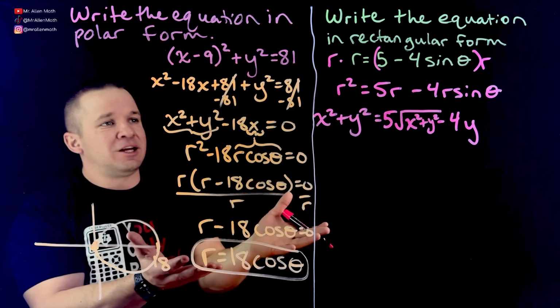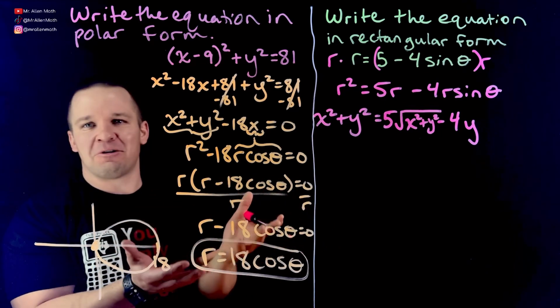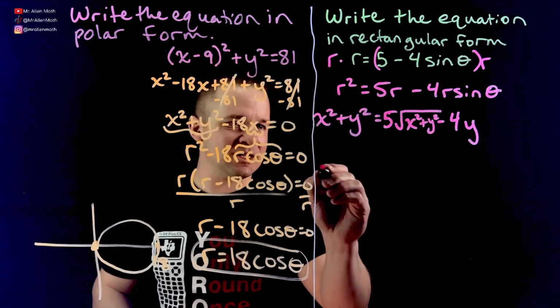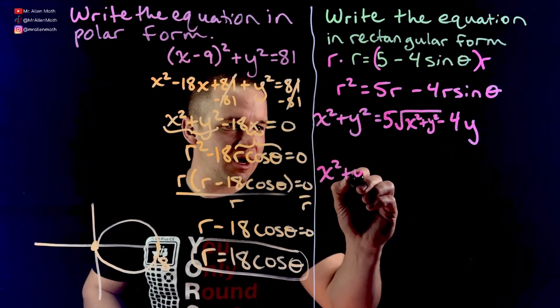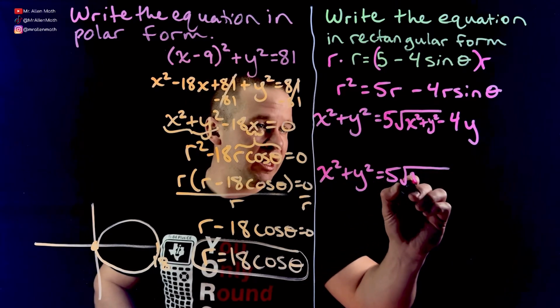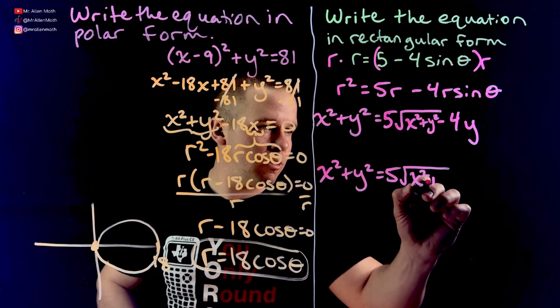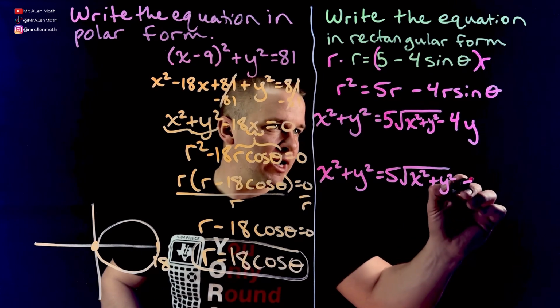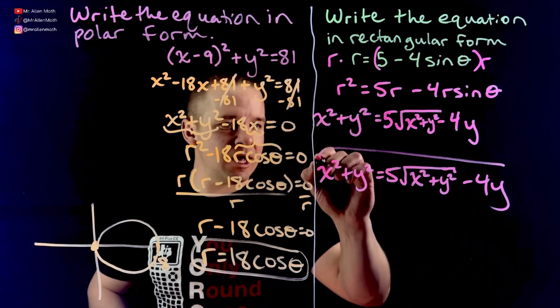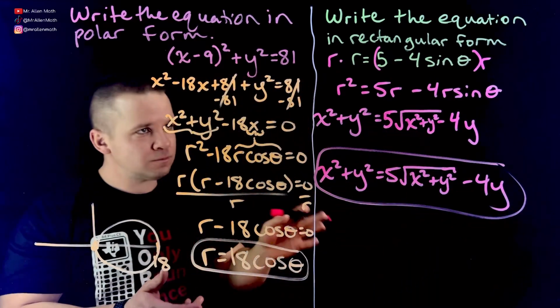But this is basically it. It looks terrible, right? You don't really have to do anything further from here. We can just leave it as is. I'm going to write it again just because I don't like how the square root worked itself out there. I didn't really leave myself enough room. x squared plus y squared, and then minus 4y. That right there is my rectangular form of this one.